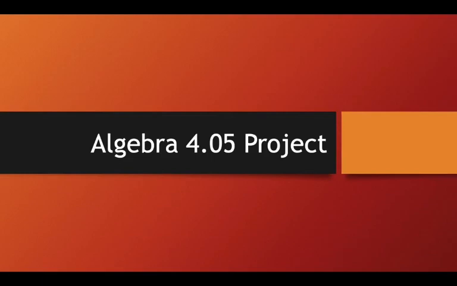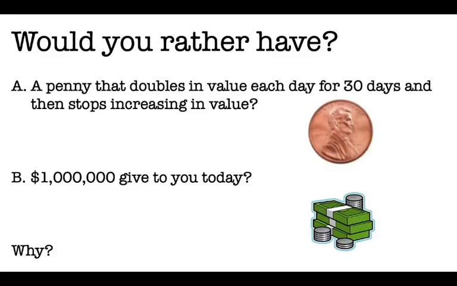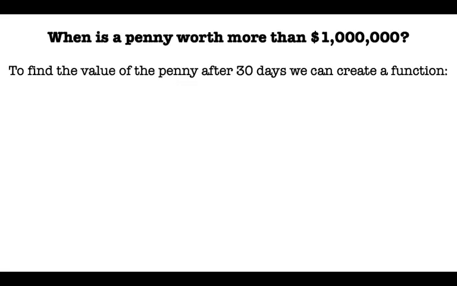So let's get started. In the Zoom, I asked everybody in attendance: would you rather have a penny that doubles in value each day for 30 days and then stops increasing in value, or would you rather be given $1 million today? Think about that for a second and decide in your head: would you pick A, a penny every day that doubles for 30 days, or B, $1 million handed to you right now? I hope you have a choice in your mind, and we're going to go over which is the better option. So when is a penny worth more than $1 million?